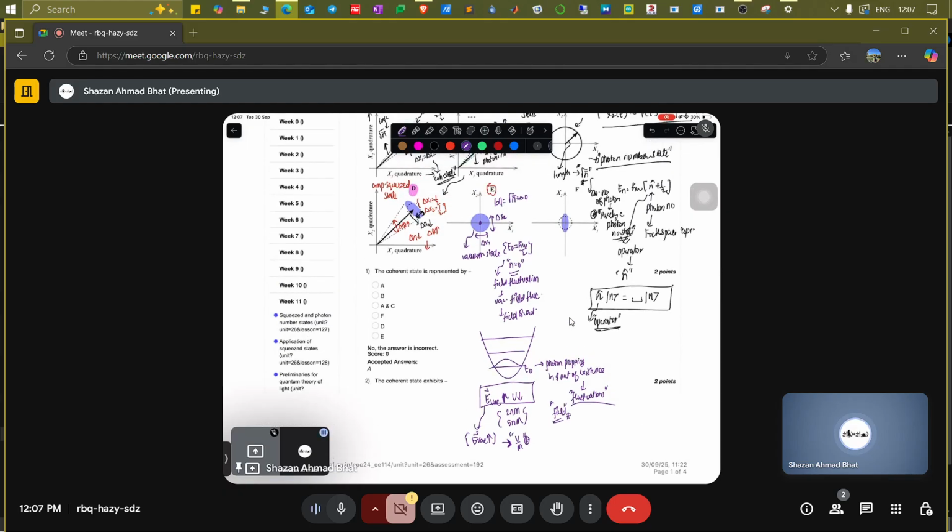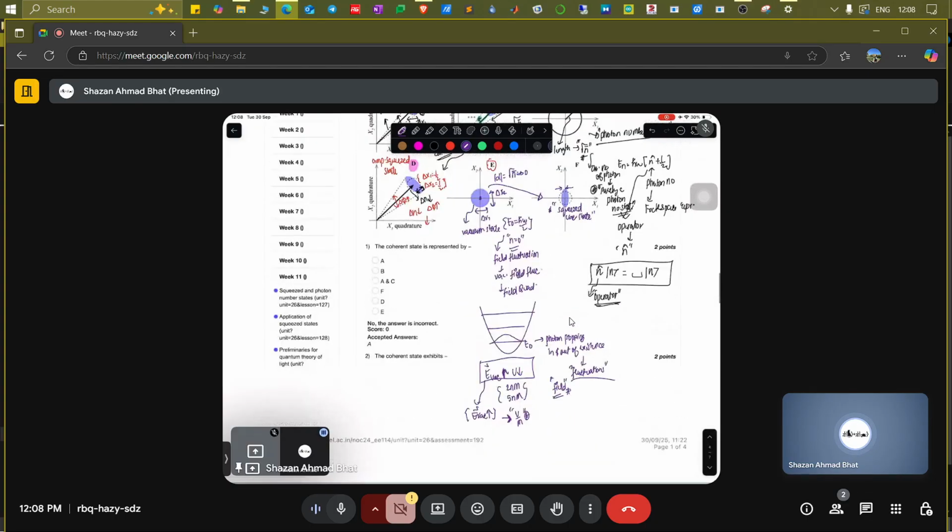And this particular state now looks like the state it was before, but now it has been squeezed in one of the quadratures. So it is squeezed in this quadrature. It almost looks like this state, but a squeezed one, almost like a squeezed vacuum state, if something like this exists. Let's see whether we have any question on this particular part.